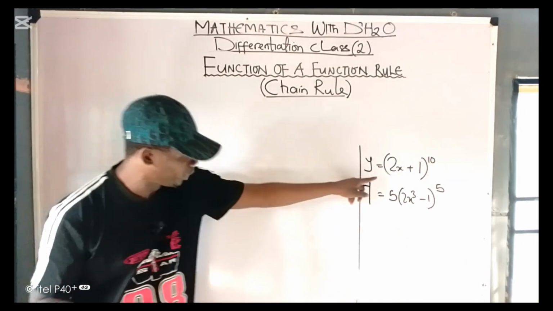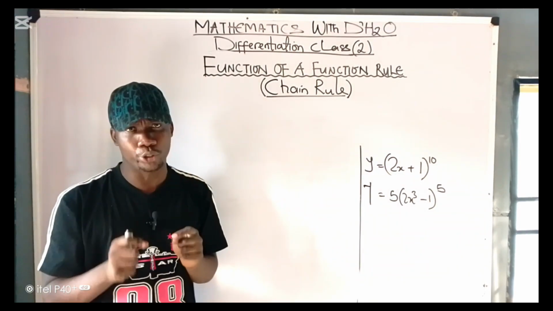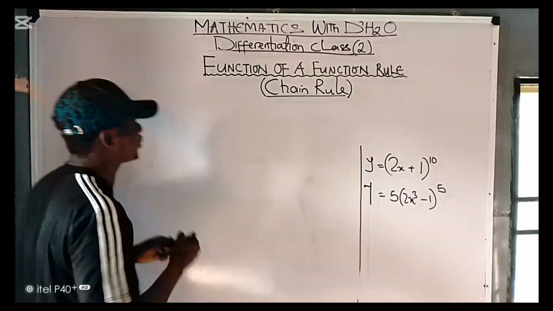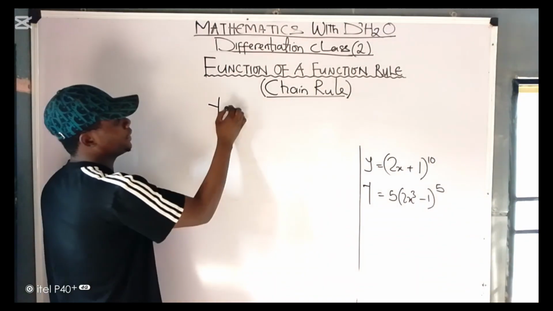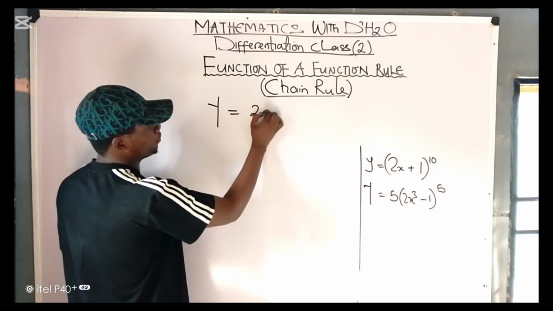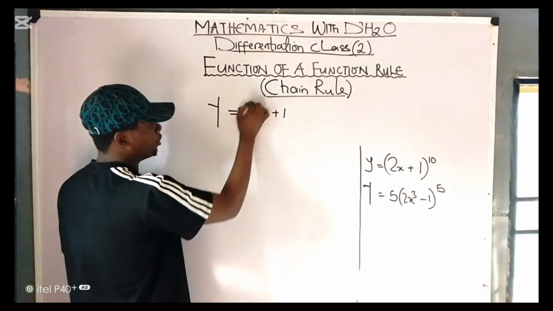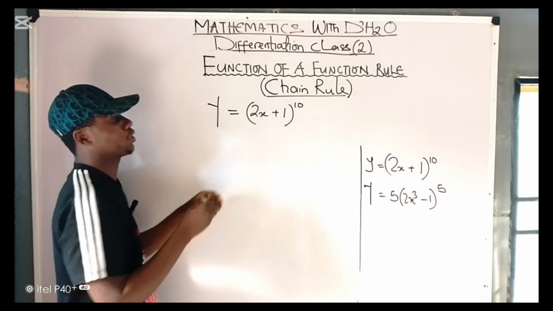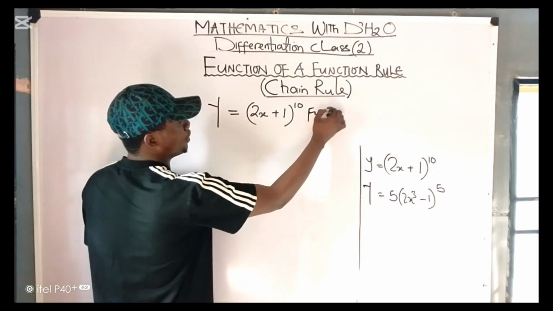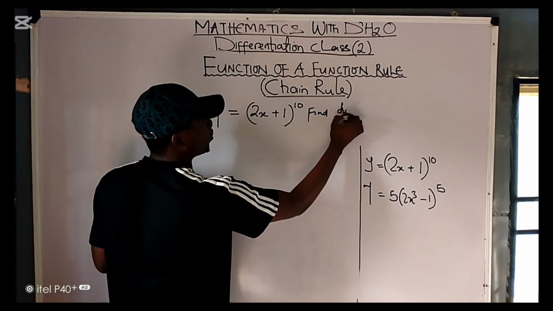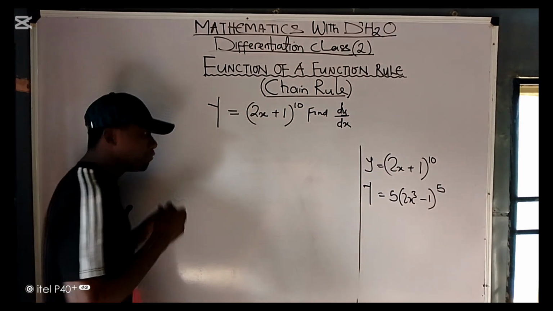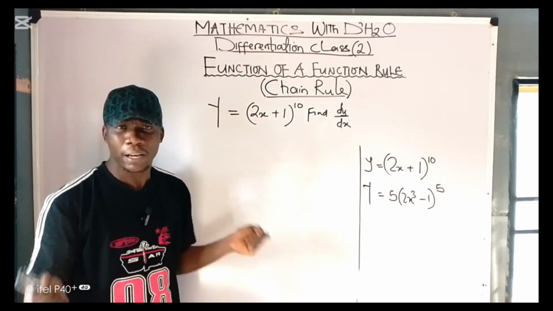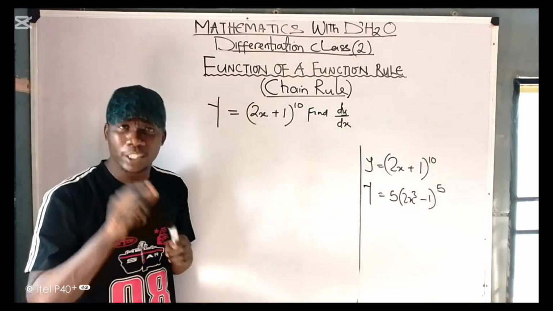Now let's take this question. Let's use function of a function rule or the chain rule to solve this particular question. The question says that y is equals to (2x plus 1) raised to the power of 10. Yes, that's what it says. Okay, find what? Find dy over dx. Very easy. How do you find the derivative of y with respect to x? Very easy. Let's use the chain rule. This is what you have to do.